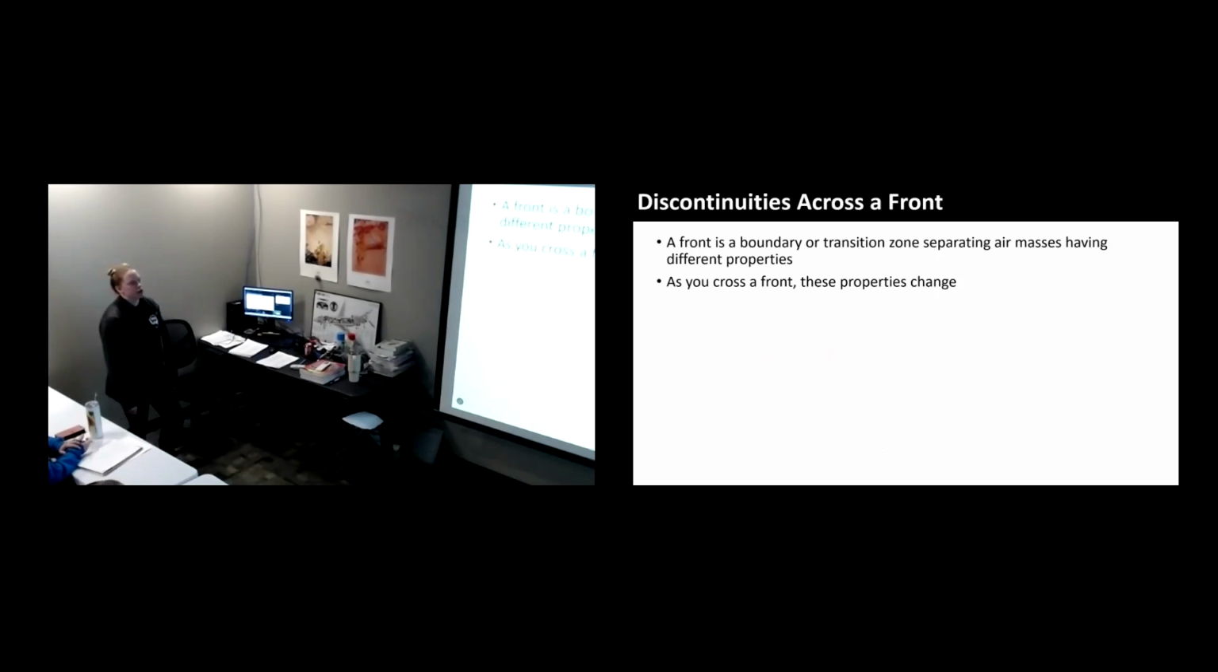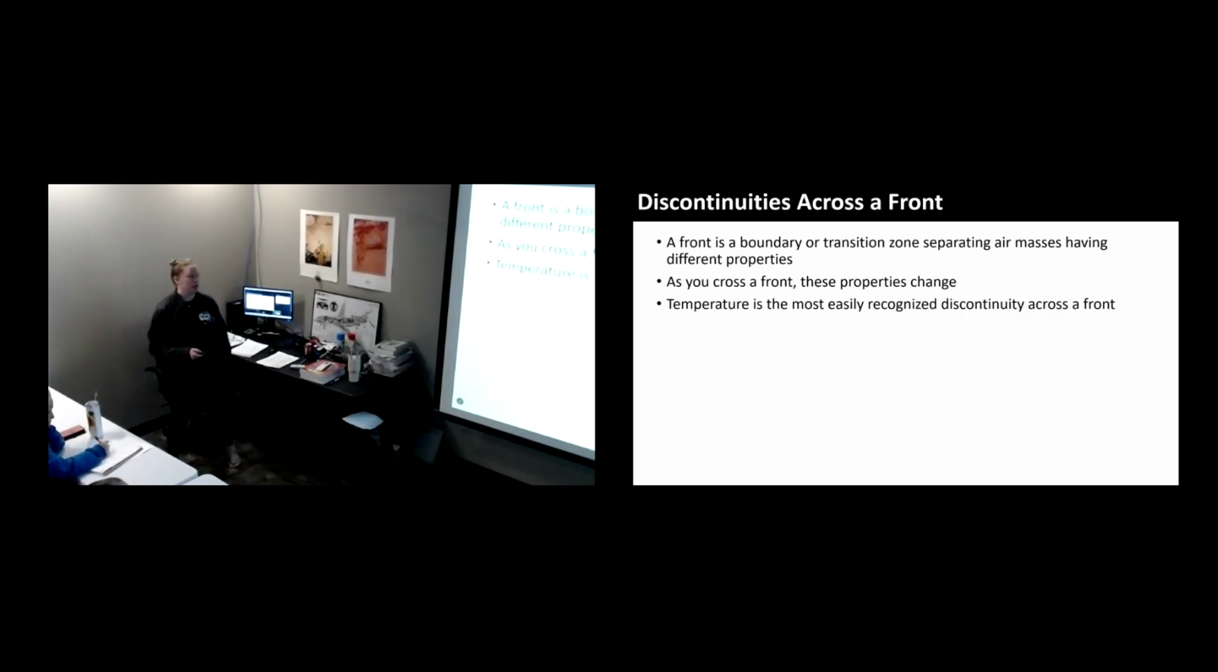A front is a boundary or a transition zone separating air masses having different properties. As you cross the front, the properties change. Temperature is the most easily recognized difference in the fronts. Have you ever had a nice warm summer day and you just felt the rush of cold air right before it's about to storm? You're feeling the front.